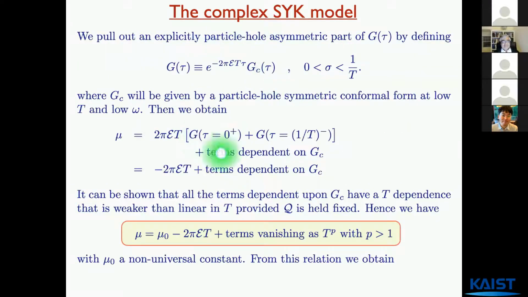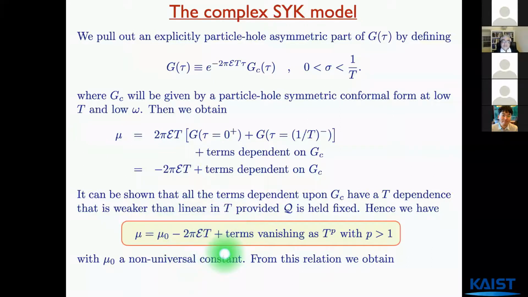I won't say more about it, but it gives you at the end this very general result, where the chemical potential at a fixed charge depends on temperature in this way. Rather than having a T squared dependence, it has a linear in T dependence. In a Fermi liquid, this would be T squared. And the coefficient is exactly this number E, this particle-hole asymmetry.